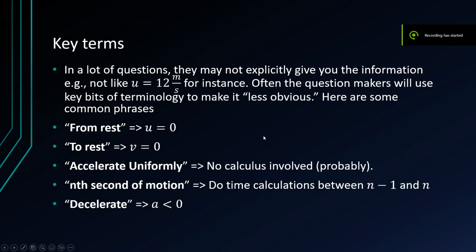So before we actually crack on with any problems, we're going to have to understand some key terms. In a lot of questions, they might not explicitly give you the information, so it won't tell you that u is 12 meters per second. They'll sort of make it less obvious, in quotes. So these are the 5 that are most common.